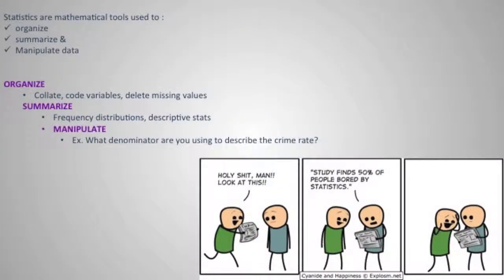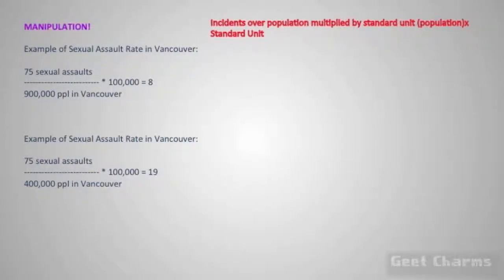Statistics are mathematical tools used to organize, summarize, and manipulate data. This is an example of manipulation. Incidence over population. So you take the incidence, you divide by the population, and then you multiply by 100,000, that's your answer.